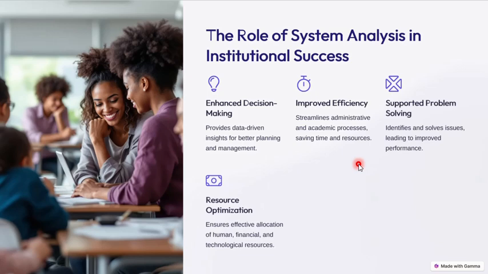The third role of a system analysis in institutional success is that it will support problem solving. We all know that problems are normal in any institution. So by having this system analysis, it will identify and solve issues, leading to improved performance. And the fourth role of a system analysis, it will optimize resources. It will ensure effective allocation of human, financial, and technological resources.